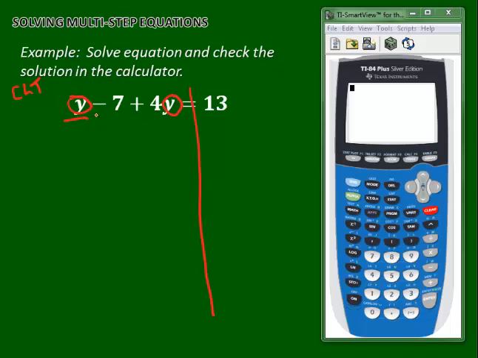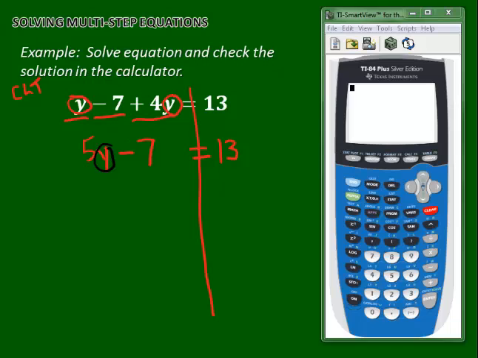So this is a positive 1y and a positive 4y. So that positive 1y plus the positive 4y makes 5y. And then we still have our minus 7, and that equals 13. And now we can solve this just like we solved two-step equations. I'm going to circle my variable and then get to work from here.